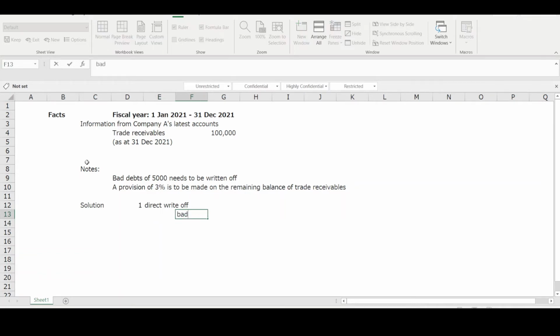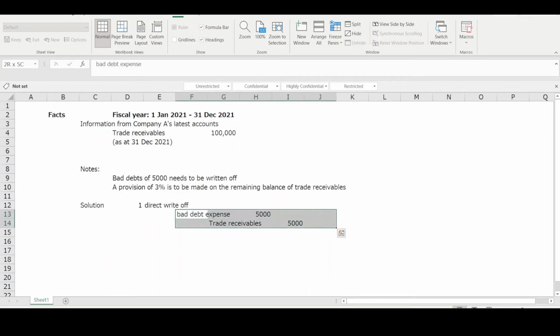So on the debit side, bad debt expenses goes up by 5,000. And then on the credit side, trade receivable goes down by the same amount. So we are writing off trade receivables value by 5,000. So this is the journal entry for direct write-off.